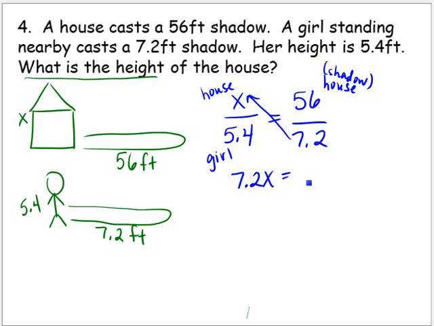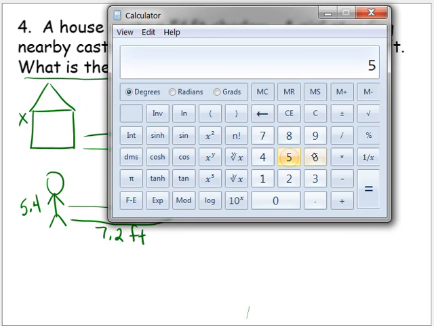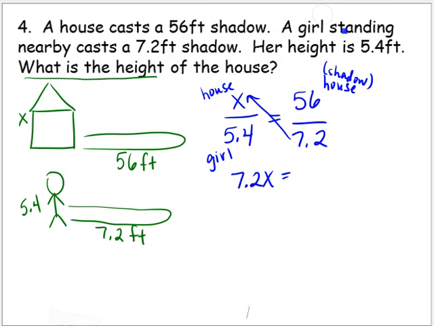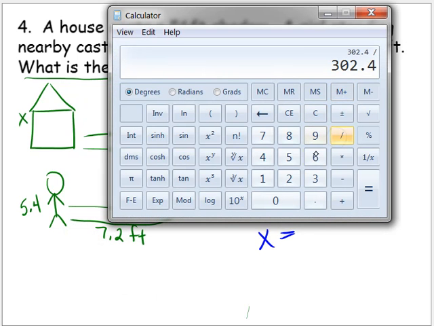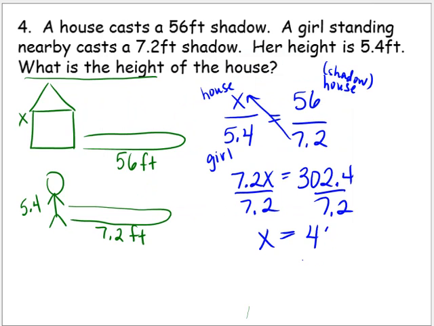7.2x equals 56 times 5.4. 56 times 5.4 equals 302.4. Now I'm ready to divide that by 7.2, which gives me 42. So that means the house is approximately 42 feet tall.